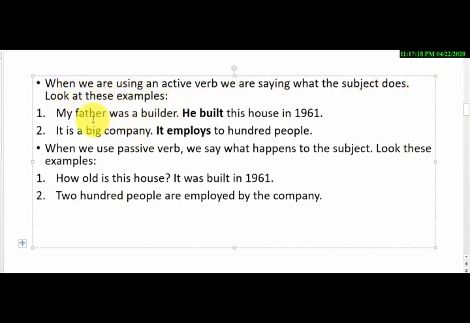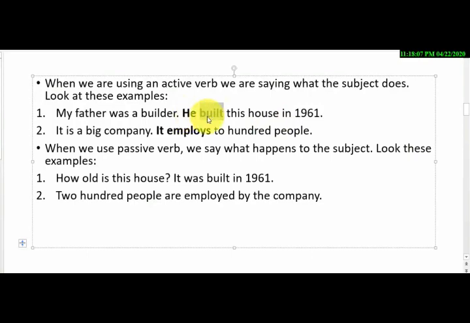Look at these examples. My father, this is the subject, was a builder. Wuxuu ahaa qof guryaha dhisa. Builder waa qofkii guryaha dhisay. He built this house in 1961. Gurigan wuxuu dhisay in 1961. So this is the subject, the doer of the action, and this is the verb. Markaan active voice isticmaalno, subjectku waxaan sheeganaa waxa uu subjectku sameeyey. He built this house.